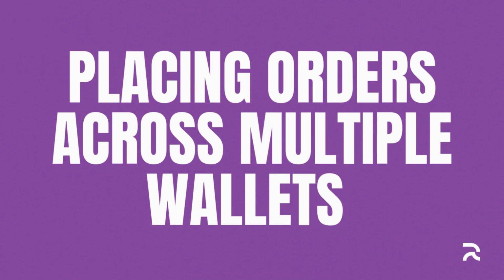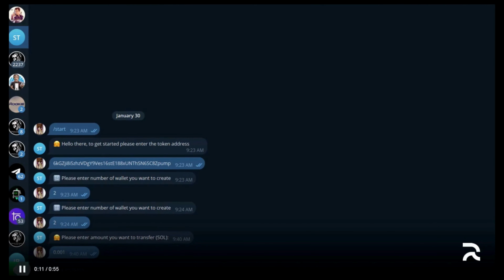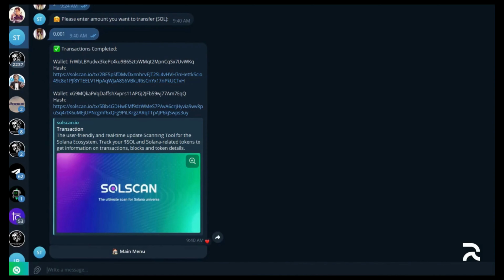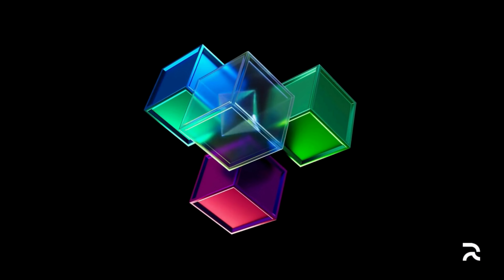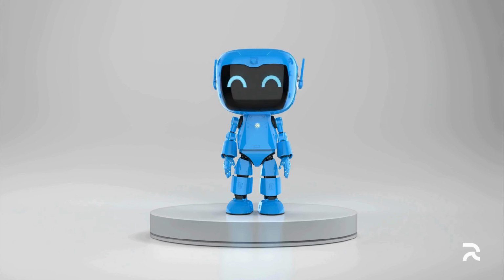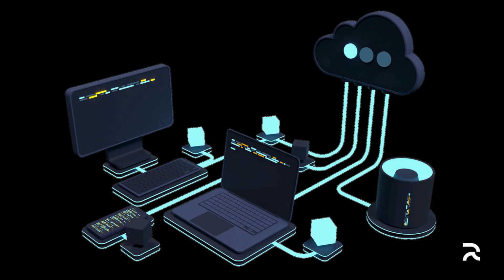Placing orders across multiple wallets. Instead of a single wallet executing trades, the bot spreads them across different addresses, making the activity look like multiple users trading. By combining these strategies, the bot ensures a realistic volume boost, making your token more attractive to traders and increasing visibility on Pump.Fun.